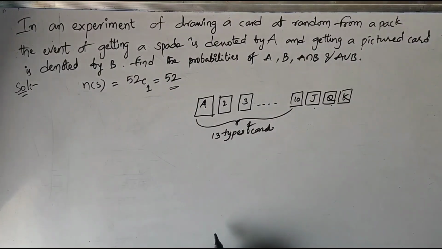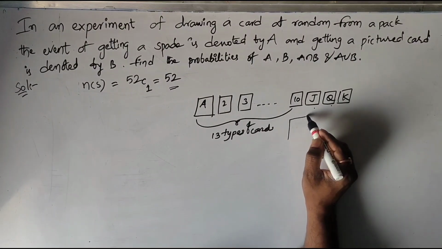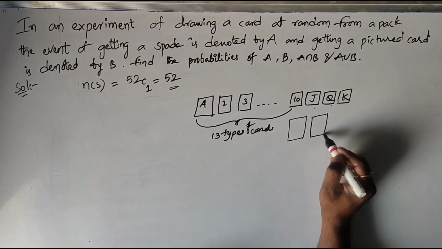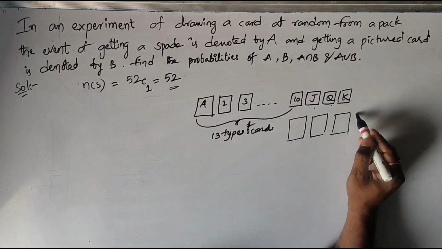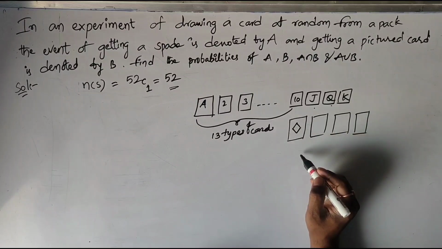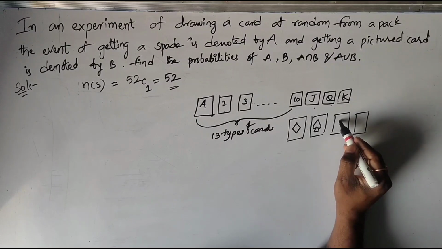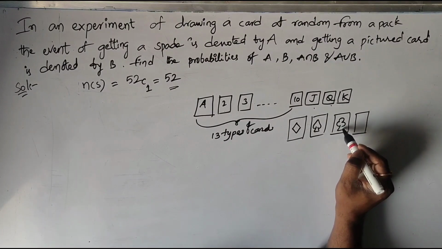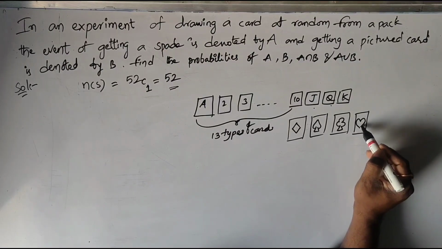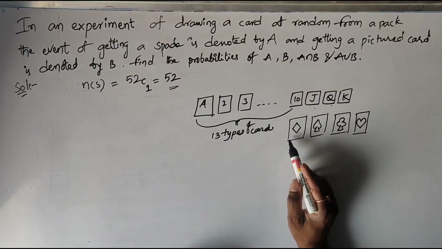Okay, 13 types of cards are there. In these 13 types of cards, each and every card also has one symbol. Which types of symbols exist here? Now I will write the symbols. There are 4 types of symbols: diamond, spade, club or clover, heart. Each and every card has these symbols.